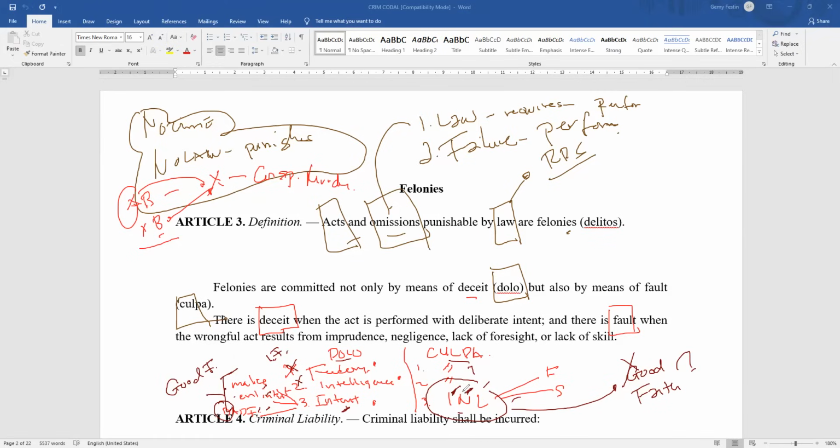You prove the opposite of negligence, these things. Ano bang opposite niyan? Exercise what? Exercise of due diligence. Exercise caution. Ganoon, in-exercise niya. Okay? So, that's a proper defense.